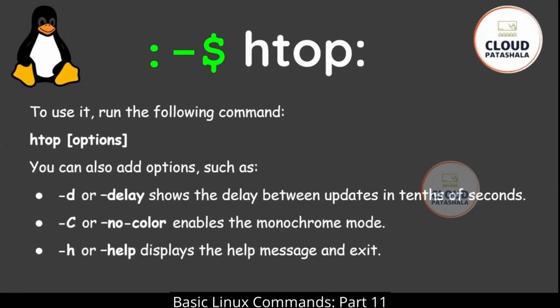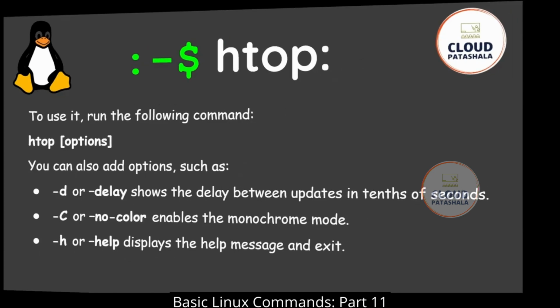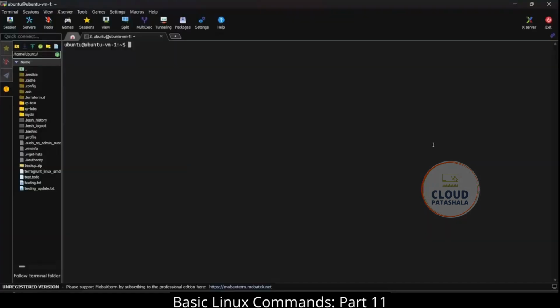To use it, run the following command. You could say htop. We could also use some options. The options are -d, which shows the delay between the updates in tenths of a second; -C, which would give you a no-color monochromatic view of the output; and -h, which would display the help message and exit. Let's look at the practical for this.